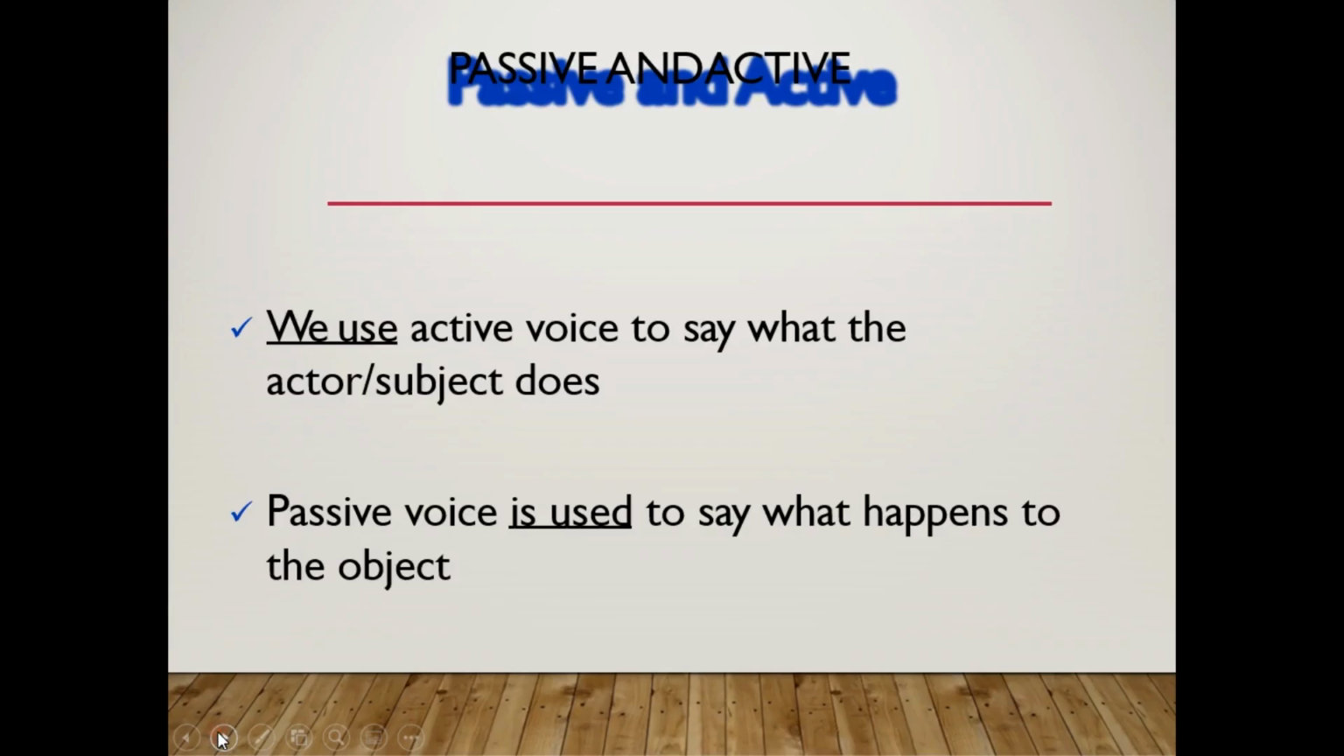Passive voice and active voice are totally different. When we use active voice, we say what the actor or subject does. Remember, the subject, the actor, does something. However, passive voice is used to say what happens to the object. It's very different, guys. In the passive, the object goes in front of the sentence, to explain what happened to the object.